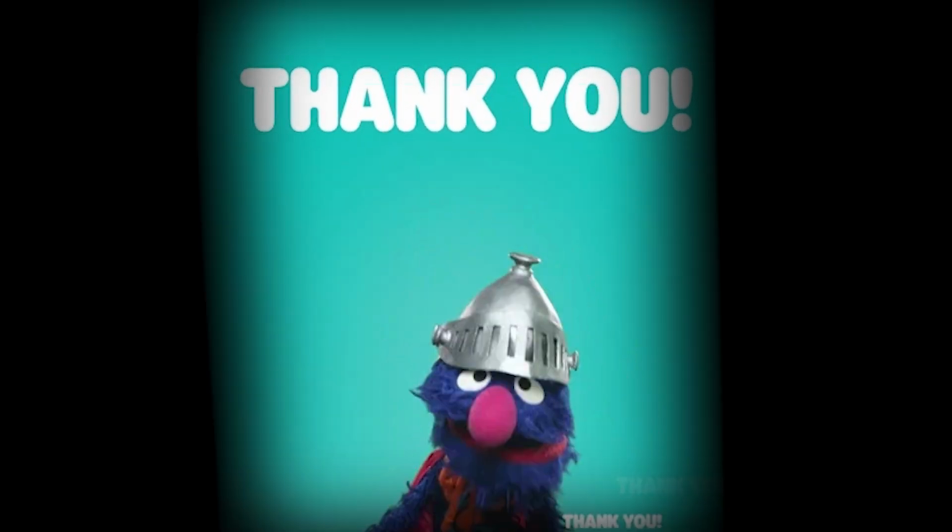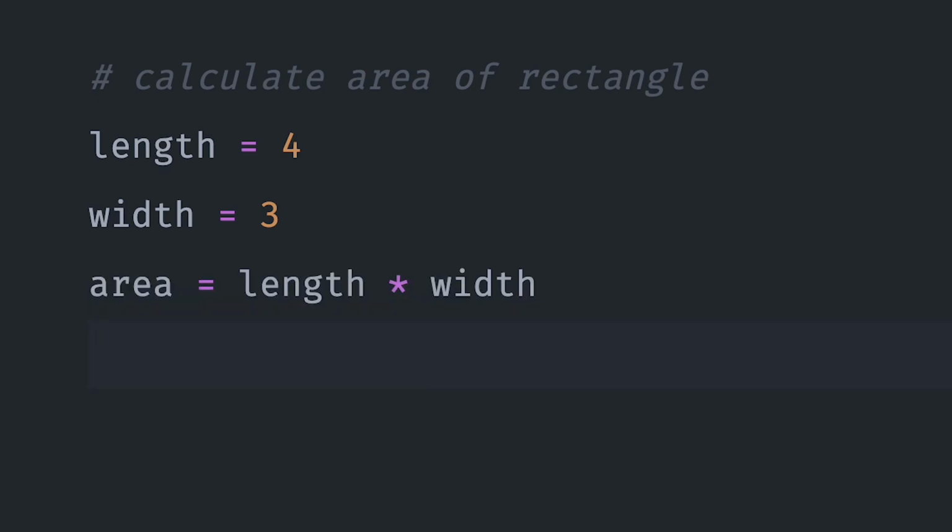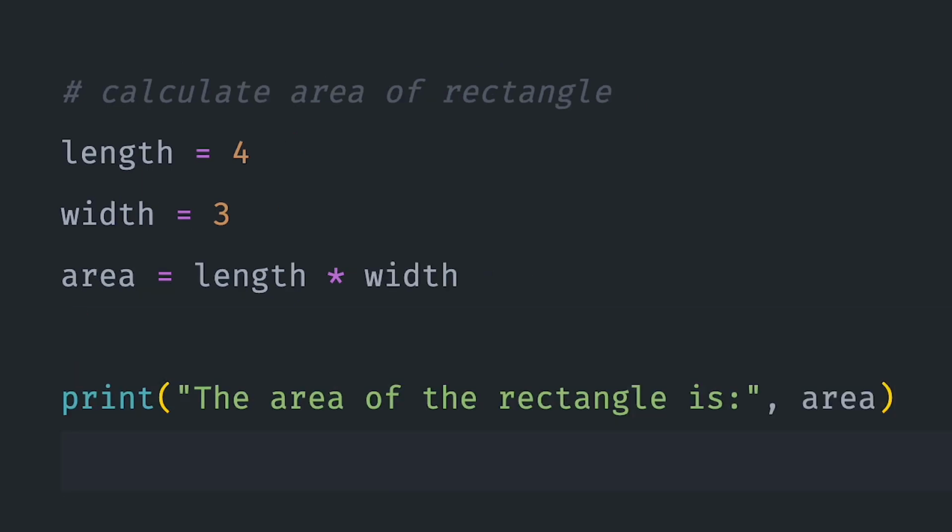Now, let's look at a simple example to illustrate variables in action. Let's say you're building a small program to calculate the area of a rectangle. We first create two variables, length and width, to store the dimensions of the rectangle. And we use these variables to calculate the area, length times width, and store the result in another variable called area. And finally, we print out the result. And there you go, we just created a simple use case of using a variable.